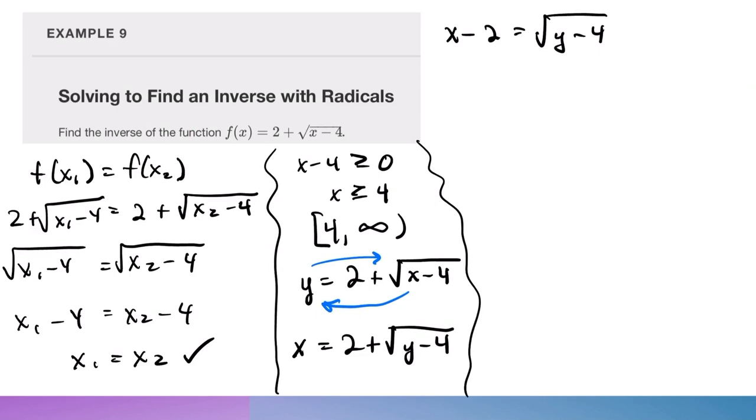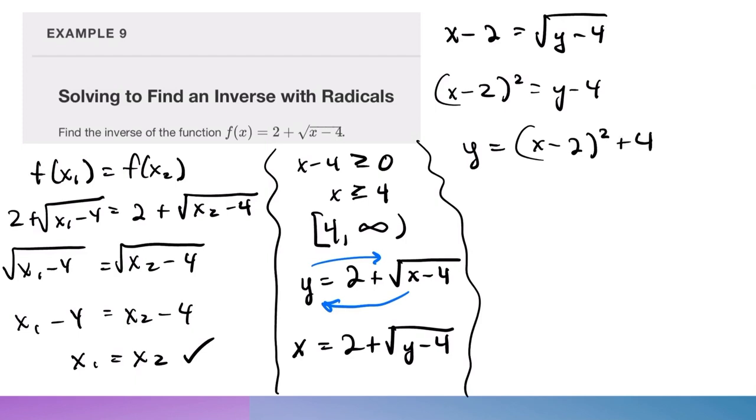Now this squaring, let's just go with it for now. If we square both sides, we'll have x minus 2 squared equals y minus 4. If we add 4 to both sides, we get y equals x minus 2 squared plus 4. So then f inverse equals x minus 2 squared plus 4. Now, this inverse is a parabola, right?